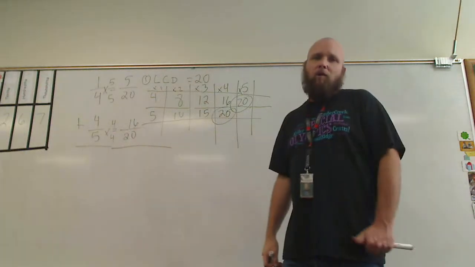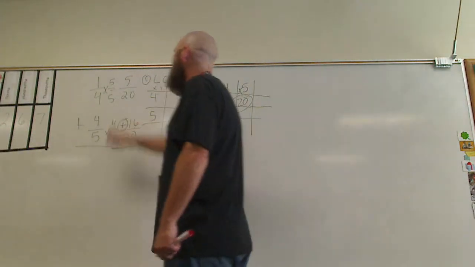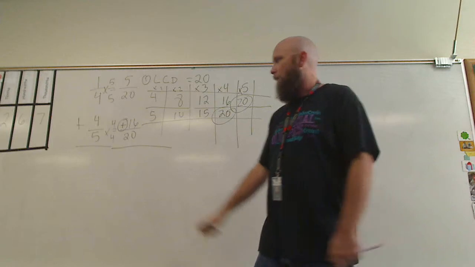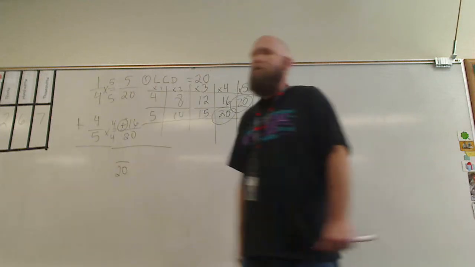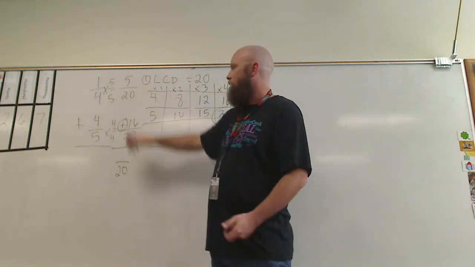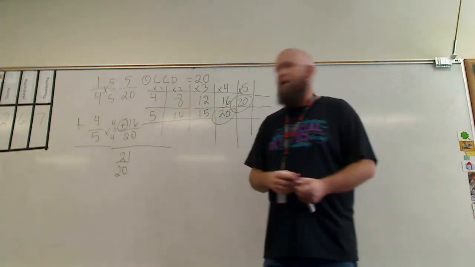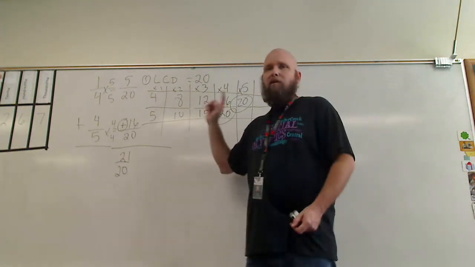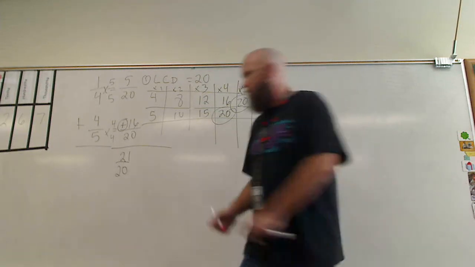I need to make sure I know what sign it is, what operation I'm doing. In this case, I'm adding. When I add fractions, my denominator stays the same, and I add my numerators together. So to get my numerator, it's 5 plus 16, which is 21. I have the fraction 21/20ths.